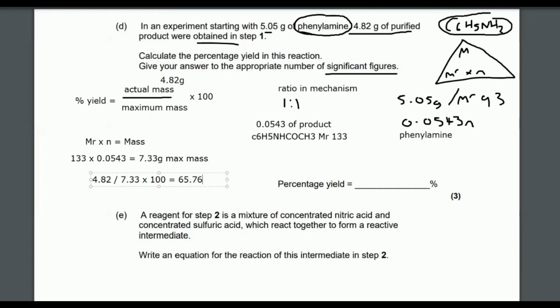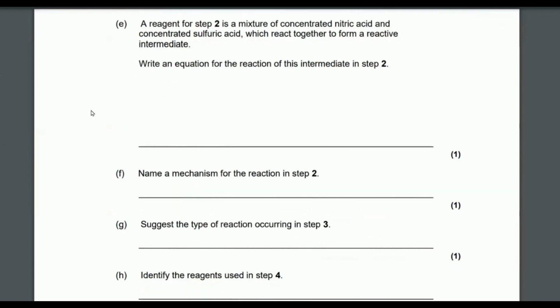Instead, we got 4.82. So we do 4.82 actual mass over maximum mass, which was 7.33, times 100, and you get something like 65.76. And then you can round to the appropriate number of significant figures. At A level, we tend to go to 3 significant figures, so like 65.7 or 65.8, 65.80, whatever. We ignore the 0, but there we go. Right, that'll get you 3 marks. Let's move on.